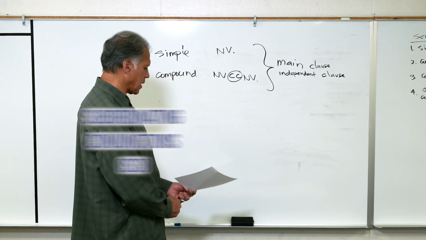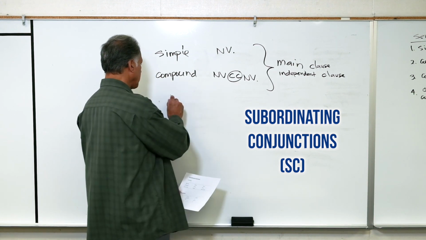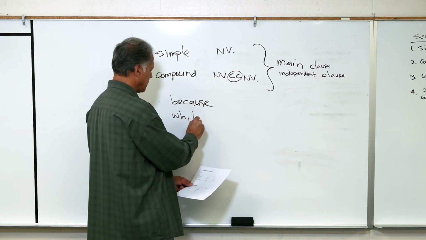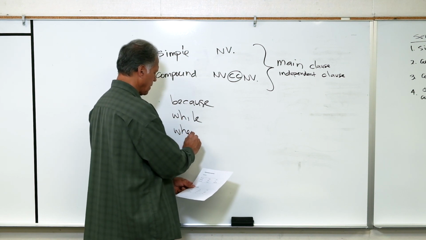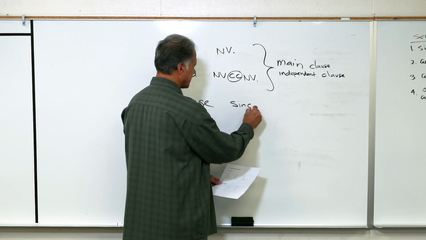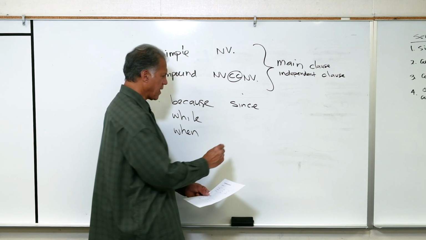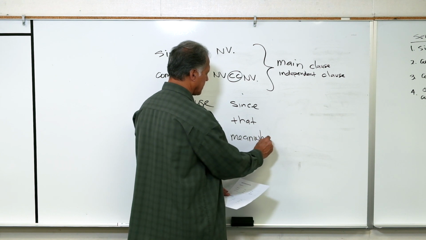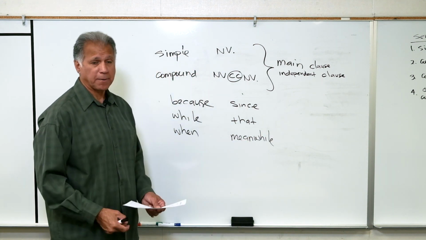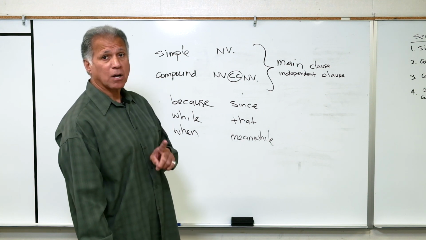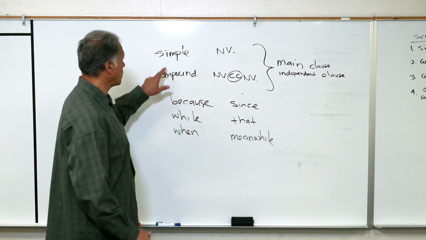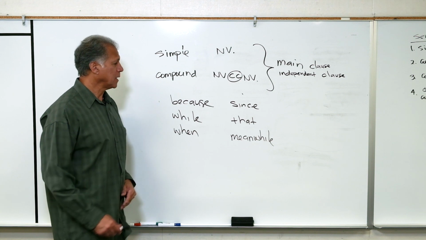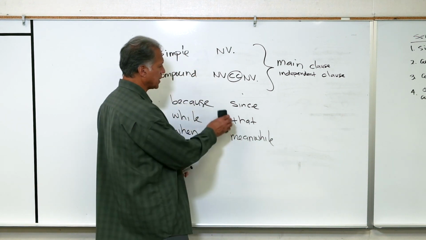As you can see, some of the subordinating conjunctions are because, while, when, since, that, meanwhile, okay? And there are many, many more. So, to make a subordinating clause, all you're going to do is take one of your simple sentences and attach one of these in front of it. So let's make some. Let's take out your simple sentences.